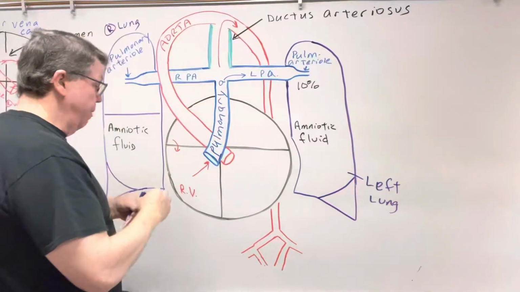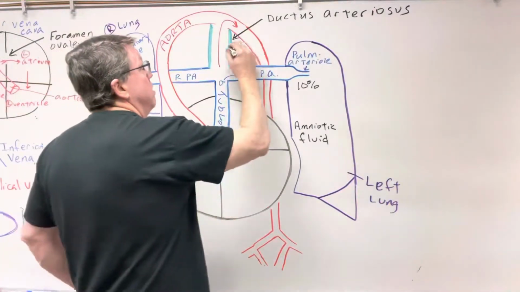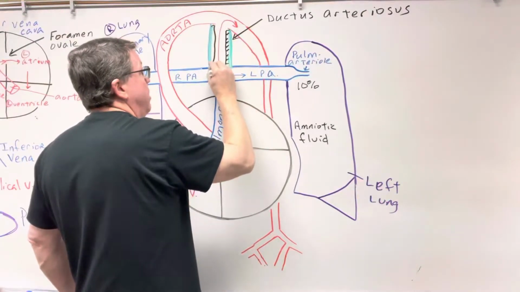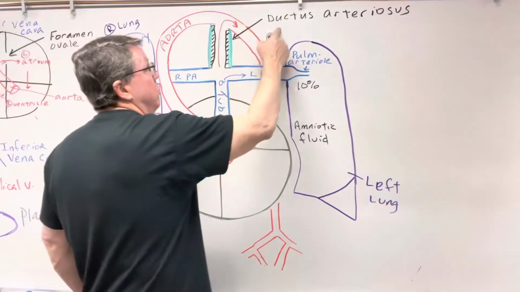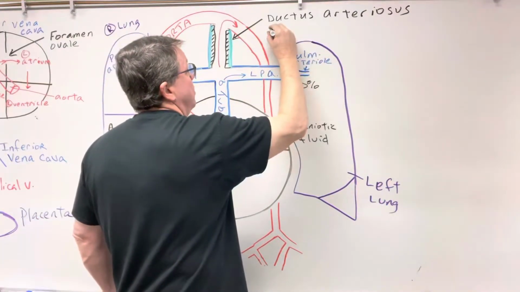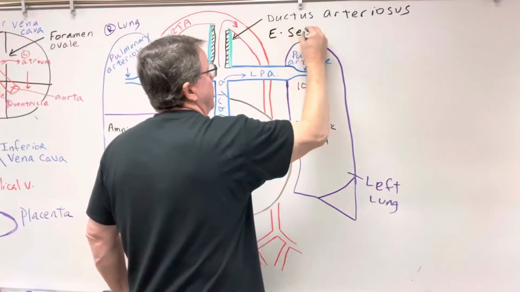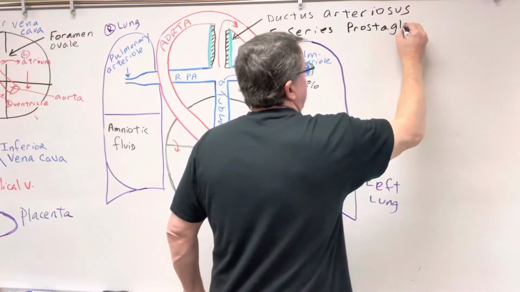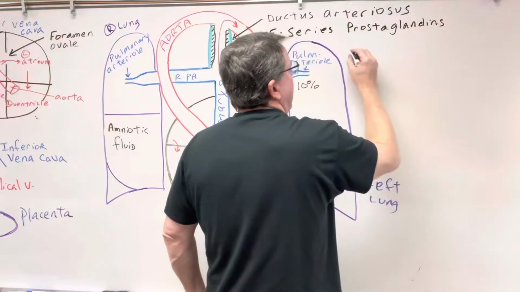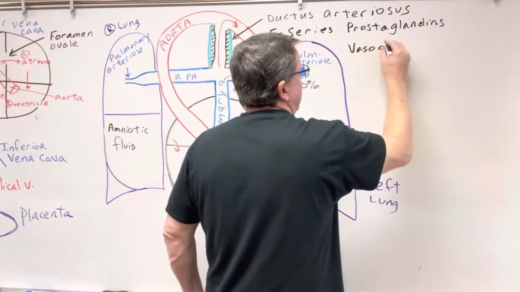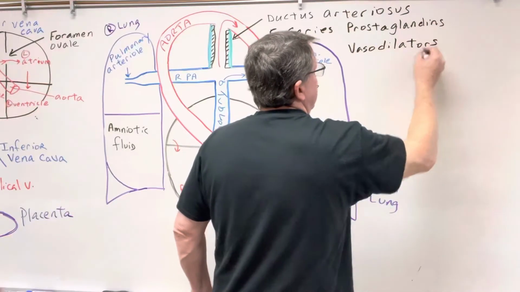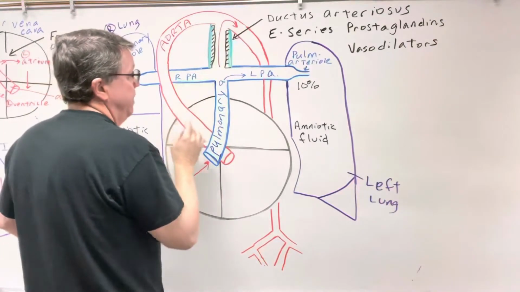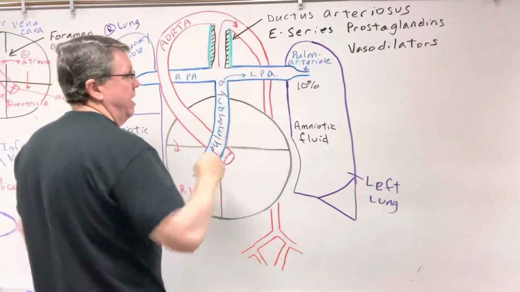Now, why does this stay open? Well, one, because there's cells here, right? And we have these cells that go along here. And we also have this on the ductus venosus. What the ductus arteriosus is going to do is these cells are going to release something that we call E-series prostaglandins. And prostaglandins are basically vasodilators. Okay? So because they're vasodilators, that forces this to stay open. So now my blood's going to come up through here, and now it's going out to the body, right?